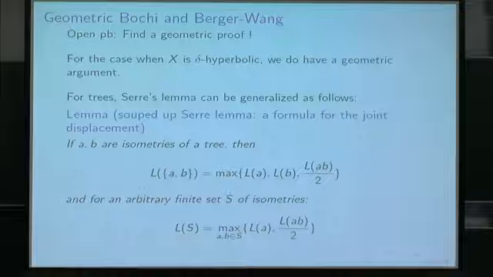And because everything is one-dimensional, you can actually show that if you take a finite set of isometries, then the joint minimal displacement is already realized by 2 of them. So it's enough. This is also true if you take finitely many matrices, then you also have this formula.